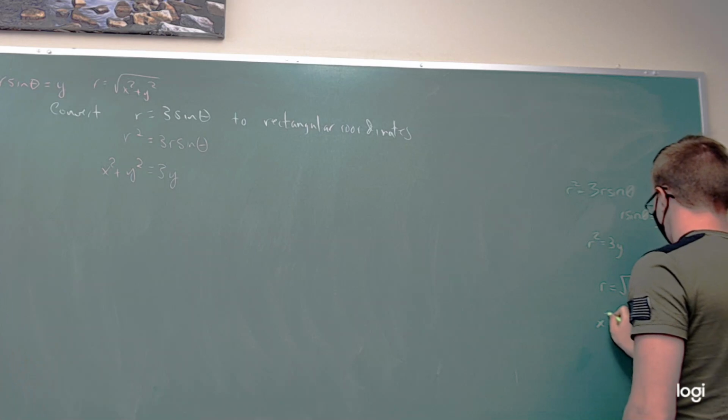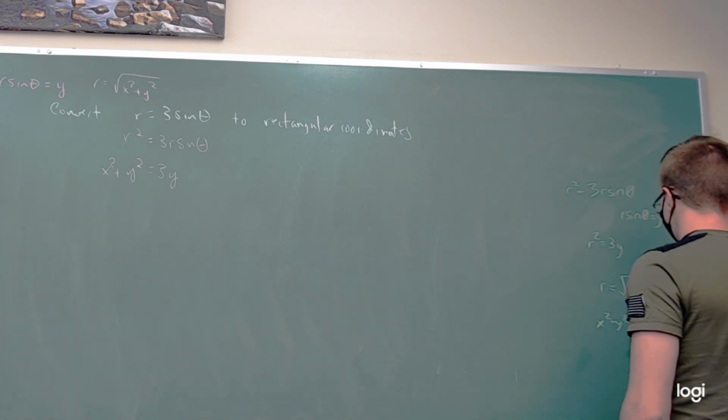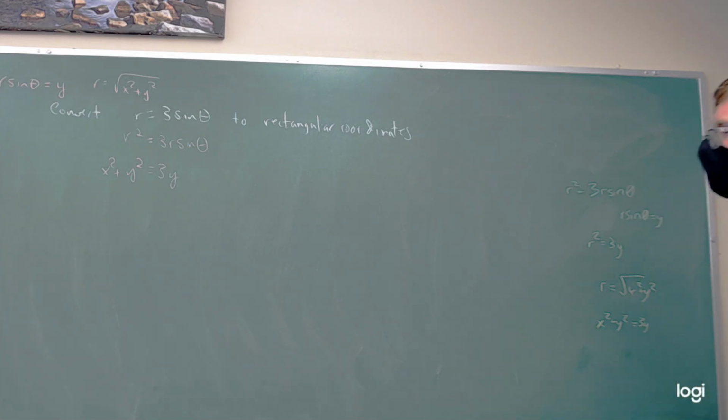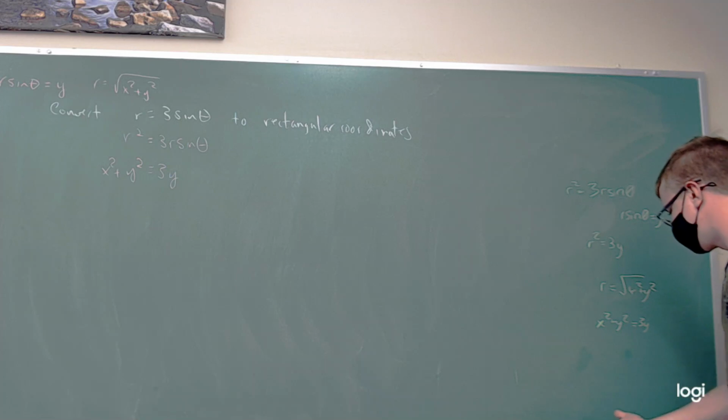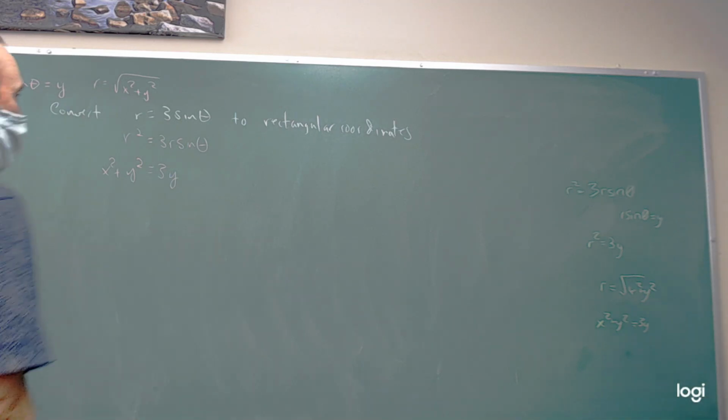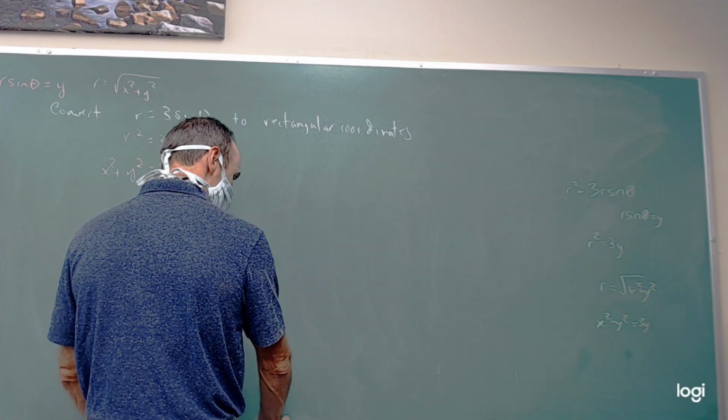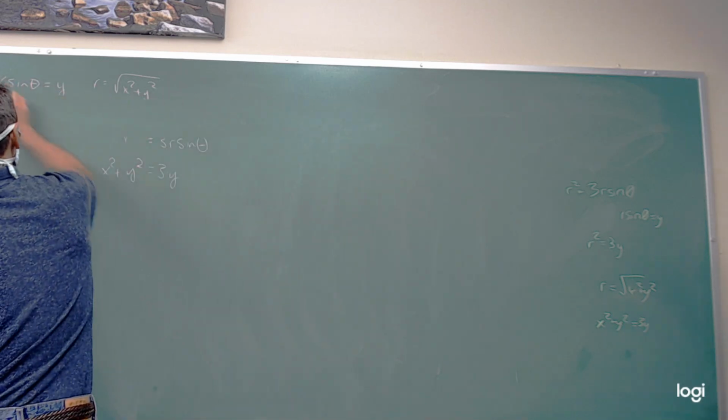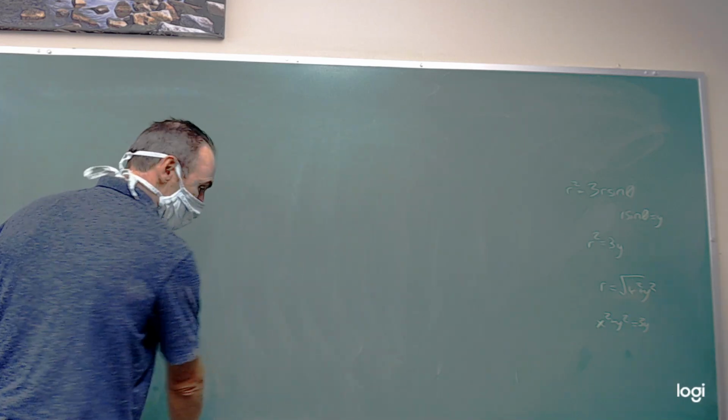Either way, once you get to here, we're in business. Hopefully, you recognize that. Do you recognize what that is? A circle? Yeah, it's going to be a circle. And we could complete the square and find out what the center and radius are, but that's good enough.